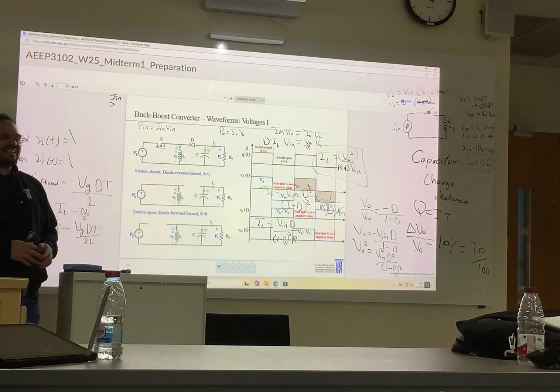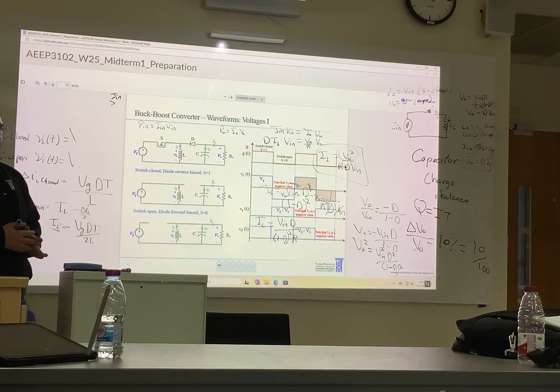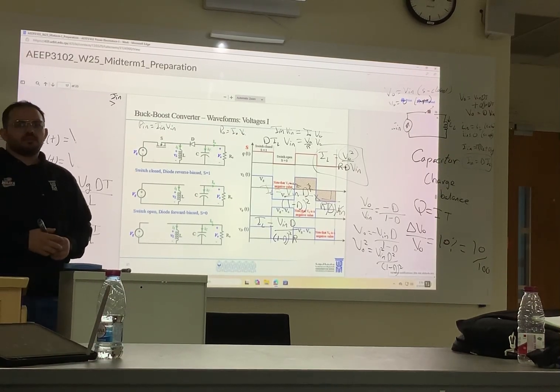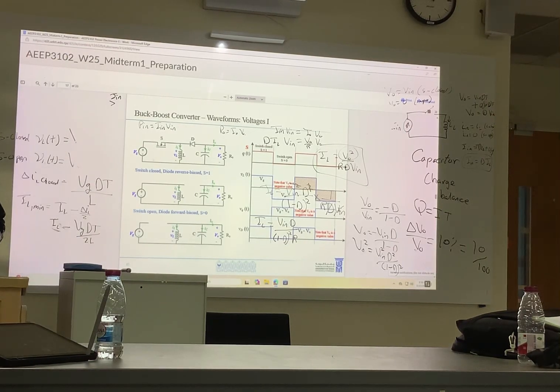We do the same for every one of them. Every one of the converters, what do you mean? For the boost converter, I use this relationship. My switch is closed. Switch is open, zero. Does it make sense now?